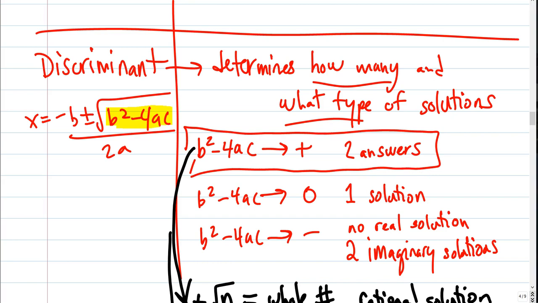If it's 0, the b squared minus 4ac, if that all becomes 0, all of this just zeroes out. And all I'm left with is negative b plus or minus 0. That's just negative b over 2a. We end up with one solution. Specifically, our solution is just the negative b over 2a. And why? Because that whole thing's zeroed out.